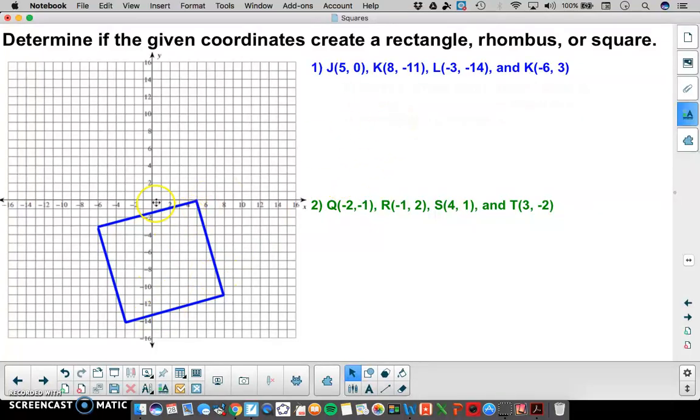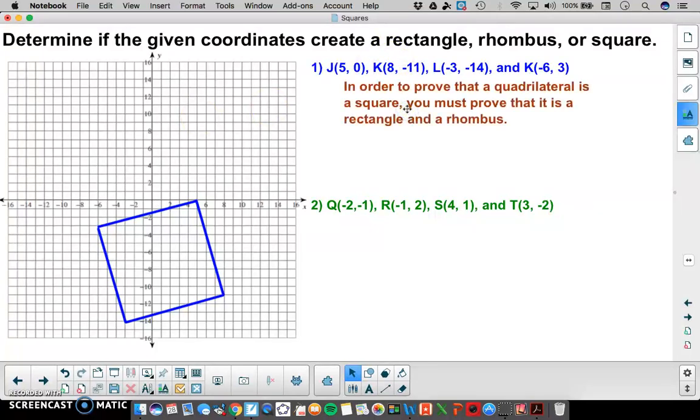It kind of looks like a square, but you do have to prove that it is a square. So in order to prove a quadrilateral is a square, you must prove that it is both a rectangle and a rhombus. And we've gone over ways to do both of those things. And then I want you to prove that it is a rectangle, rhombus, or square with Q, R, S, and T.